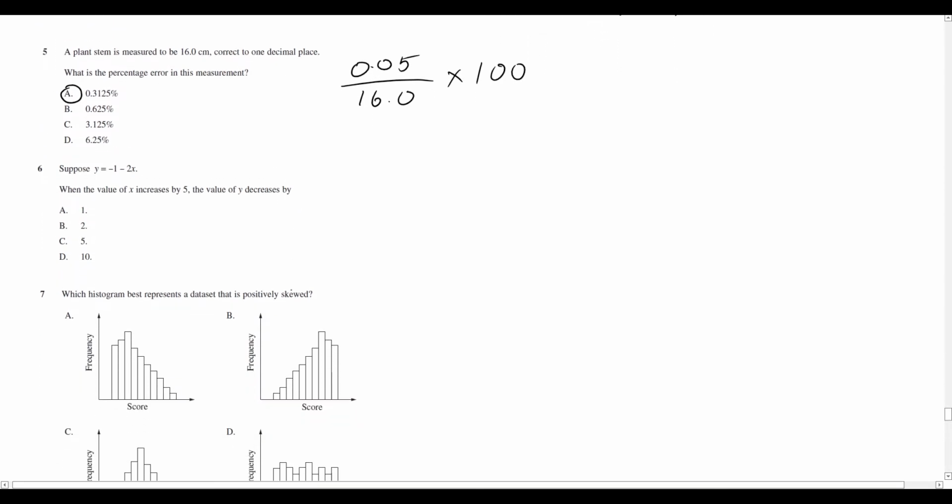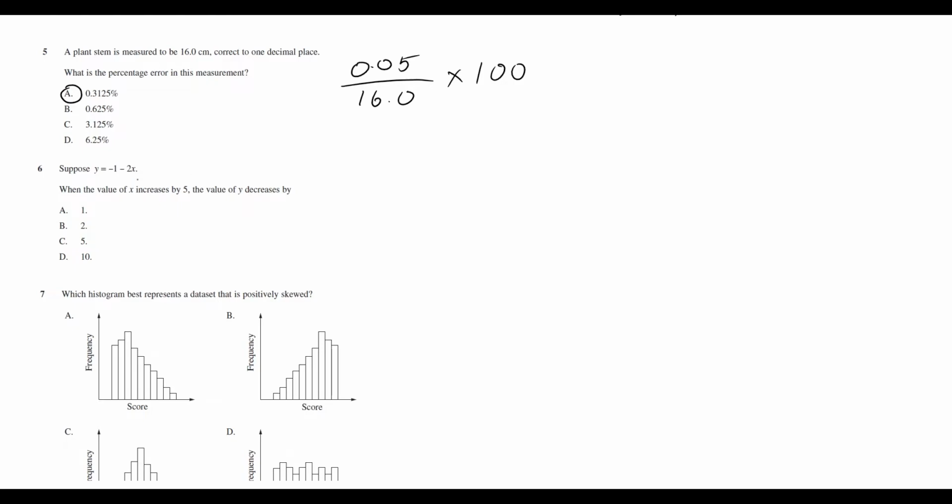Okay, question 6. Suppose that y equals minus 1 minus 2x. When the value of x increases by 5, the value of y decreases by, so we've got 1, 2, 5, or 10. So if you can see it right off the bat, then fantastic. But let's quickly go through and test what this actually will be seen as.